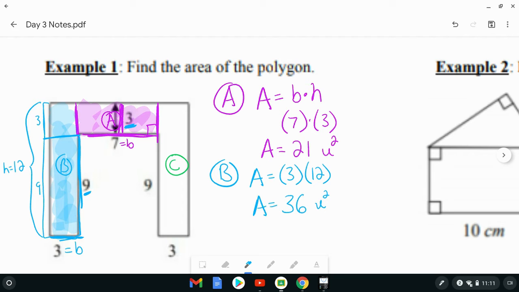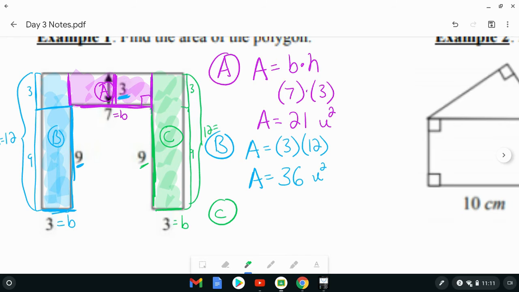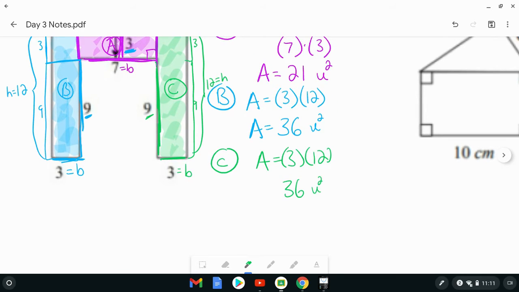The third shape, C, is another rectangle. If we look, the base is again 3. That's not always going to be the same. That just happens to be the case here. And we have the same situation going on where 9 doesn't represent the height, but only part of the height. We can use the same approach on the last one to fill it out so that we know the full height of that rectangle is actually 12. Because that's the case, we know that their area would be the same. So the area of that third shape is going to be 36 units squared.